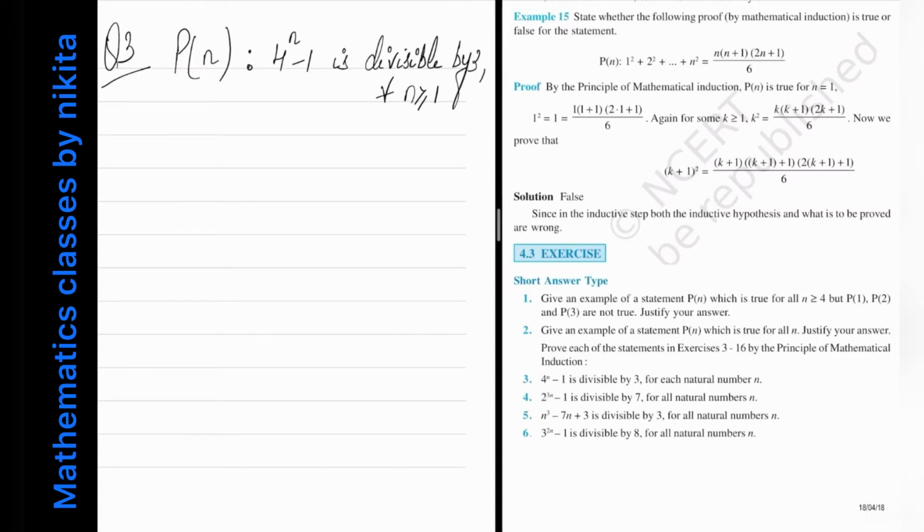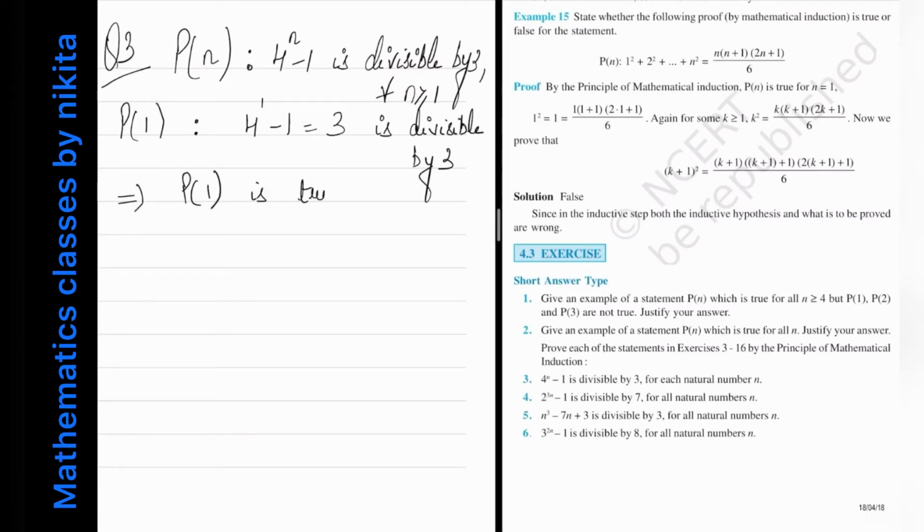So base case. What is the base case? Base case is P of 1. P of 1 becomes 4 to the power 1 minus 1, which is equal to 3, and we know that 3 is divisible by 3. So this implies that P of 1 is true.